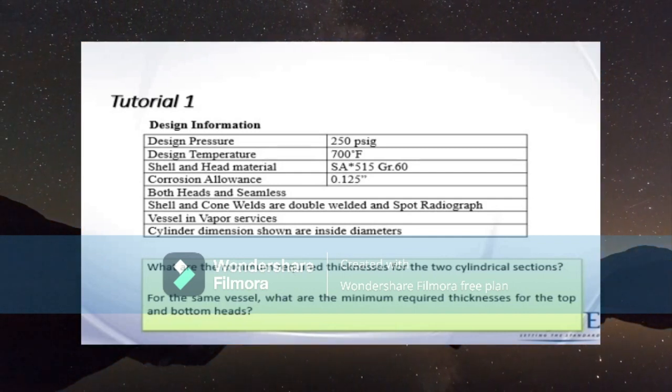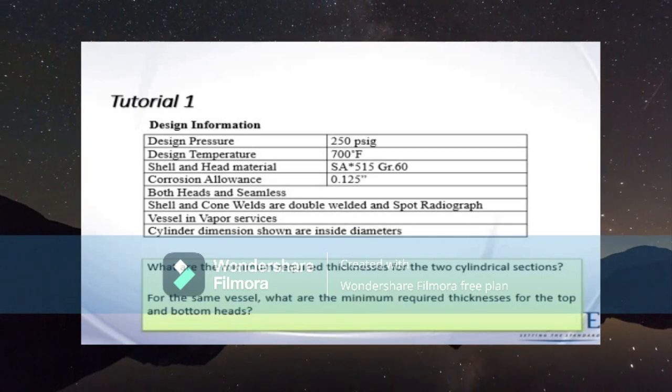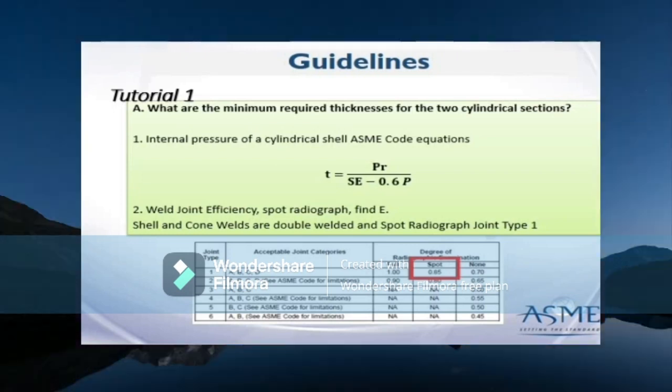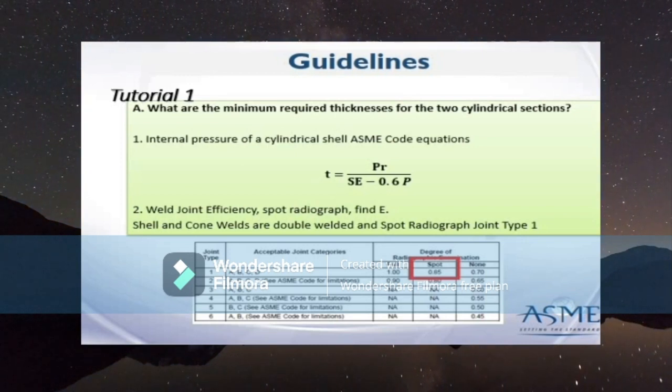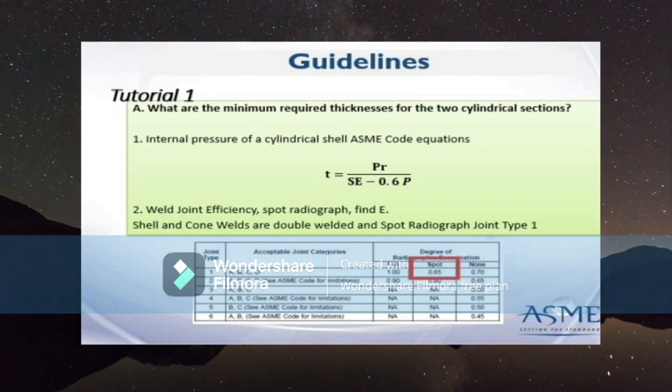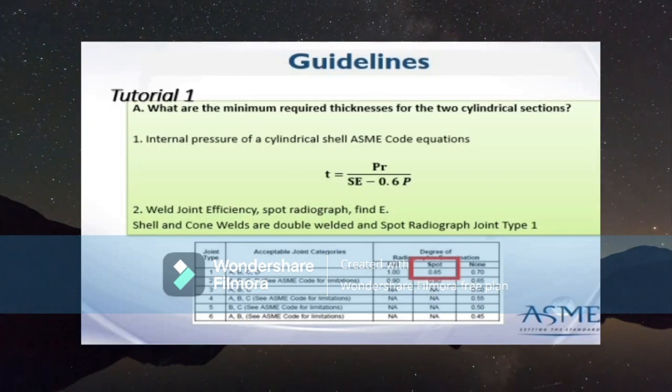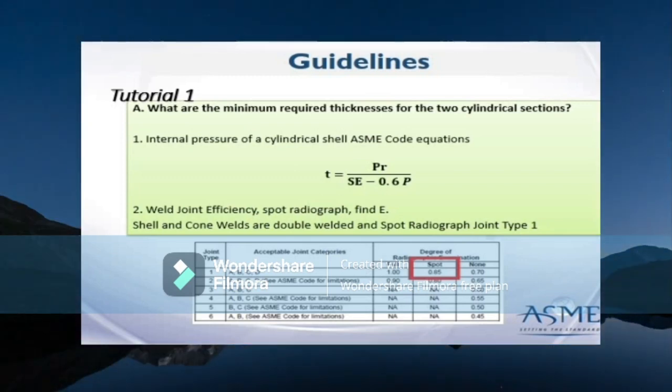What are the minimum required thicknesses for the two cylindrical sections? For the same vessel, what are the minimum required thicknesses for the top and bottom heads? Guideline. First, the minimum required thicknesses for the two cylindrical sections. 1. Internal pressure of a cylindrical shell, ASME code equations.